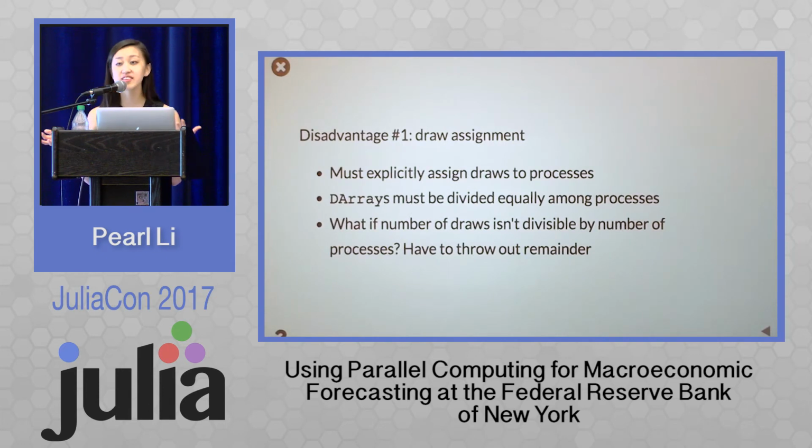So the first disadvantage is that by using distributed arrays, we have to explicitly assign parameter draws to different processes. And the way we do that is by deciding along which dimensions we split up the relevant parts of the array. One consequence of this is that we actually have to divide the distributed arrays evenly among the processes. So this creates a very basic problem where if we have a number of draws that's not divisible by the number of processes, then we can't do anything except throw out the other draws, which definitely isn't ideal.